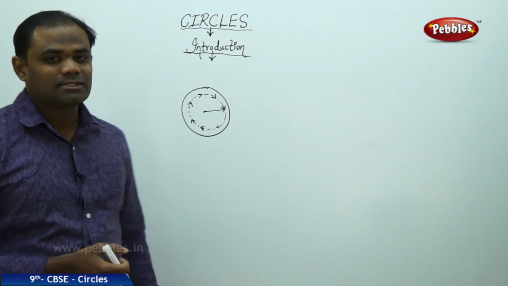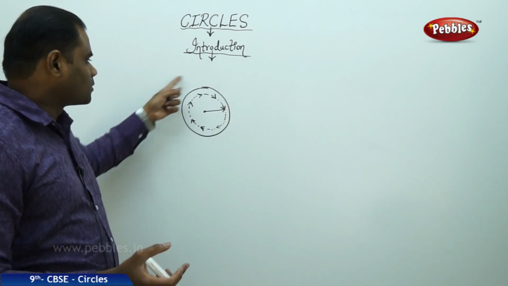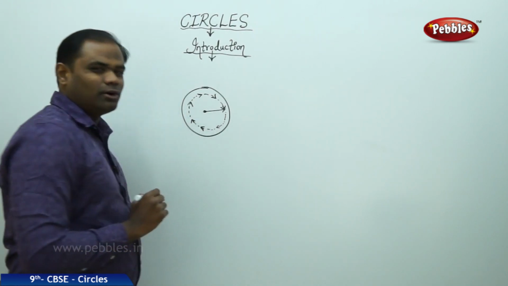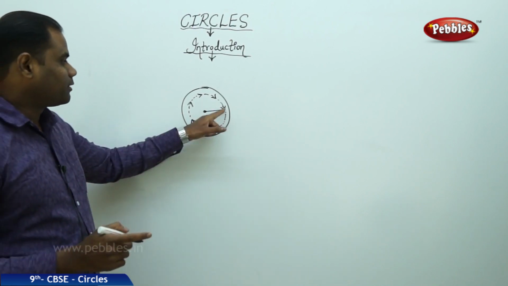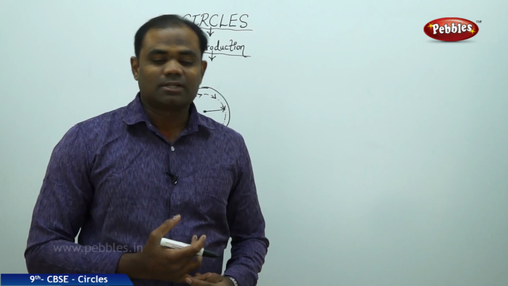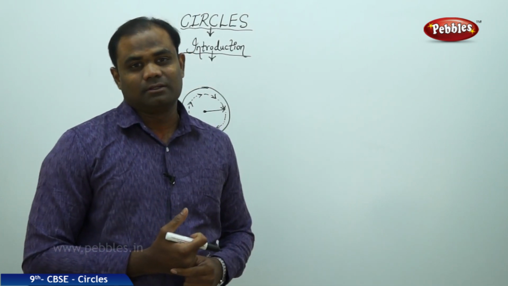So a circle is something which is formed when any object rotates around a fixed point. Any object which rotates around a fixed point makes an outer margin which looks like a circle. This is how we define a circle in the general sense of understanding.